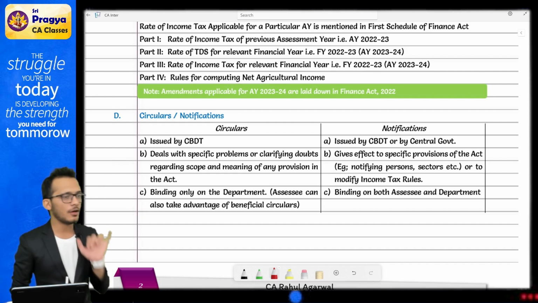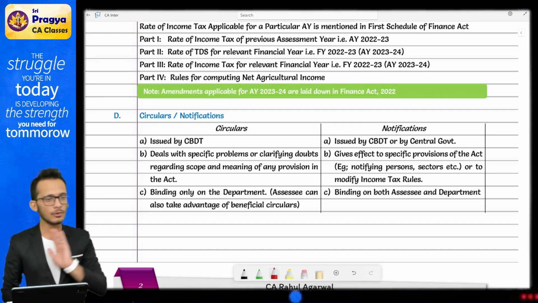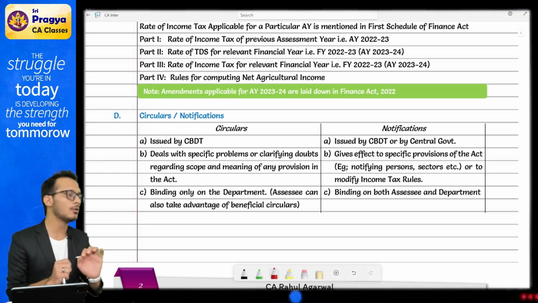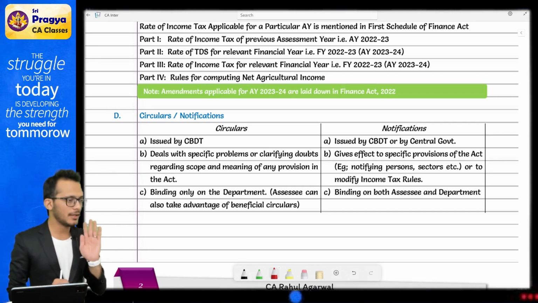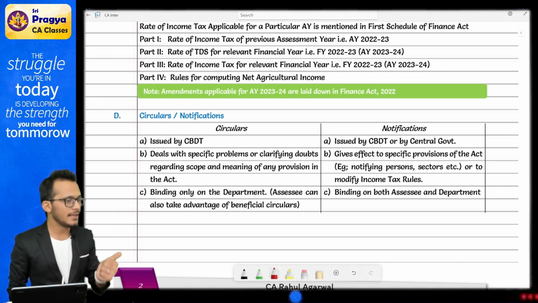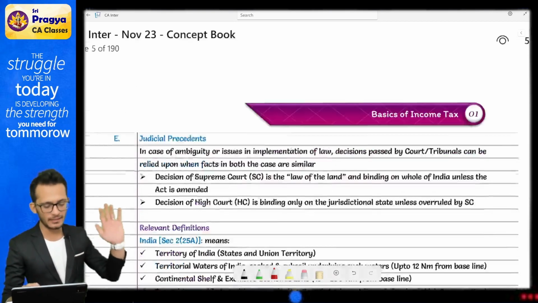Rules are a subset of the act. Rules cannot override your act. Rules tell you how to run an act. The rules are prepared by the CBDT, Central Board of Direct Taxes. Then you have case laws, which are final level portion, so not relevant.